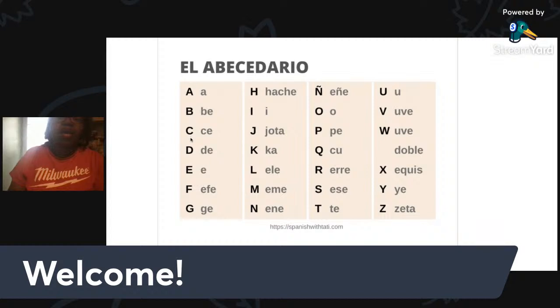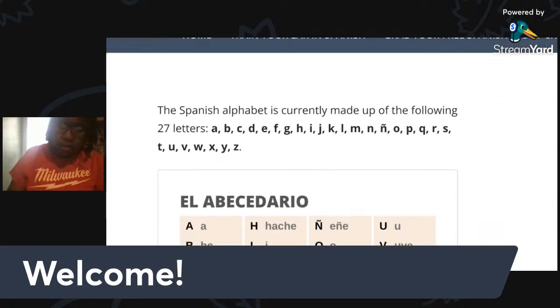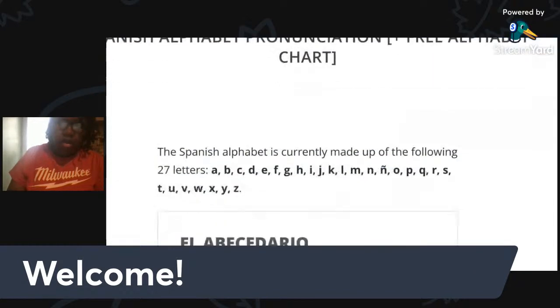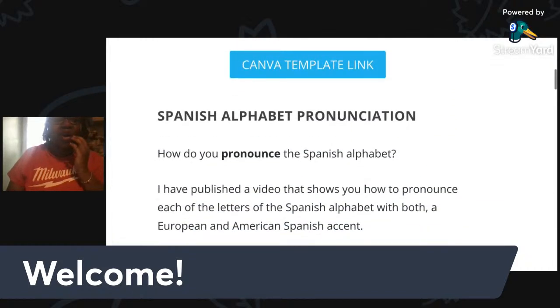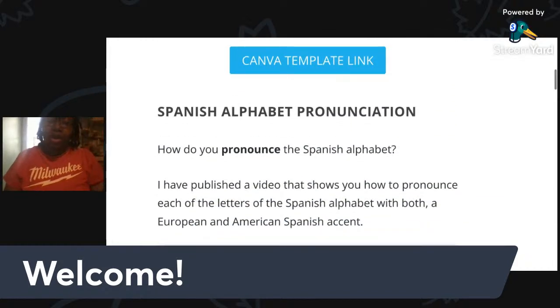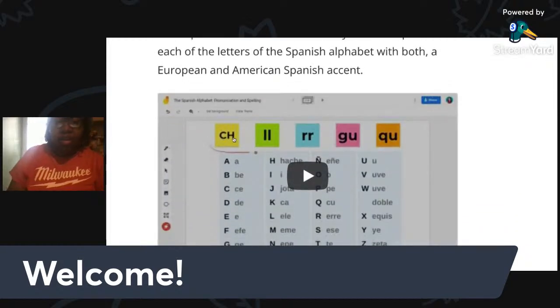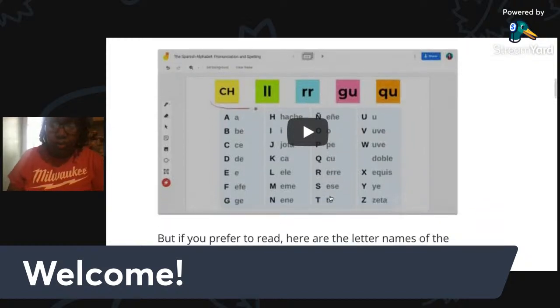Che, now that I think about it, I do remember some alphabets having che. Then you have Y, or for this one, interesting. Where is this coming from? This one has ye instead of Y. And then you have zeta. So depending on where you learn, see, they go che right there. They go ya, ye, ella, ere, gu, and ku. I've never seen those ones.